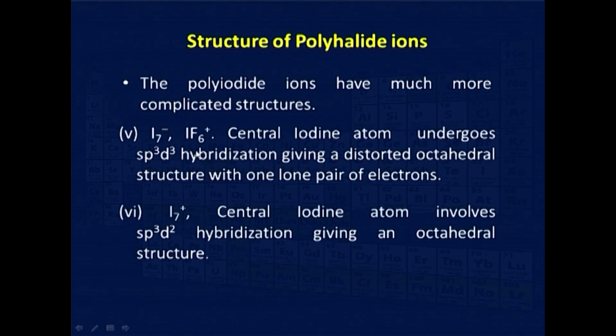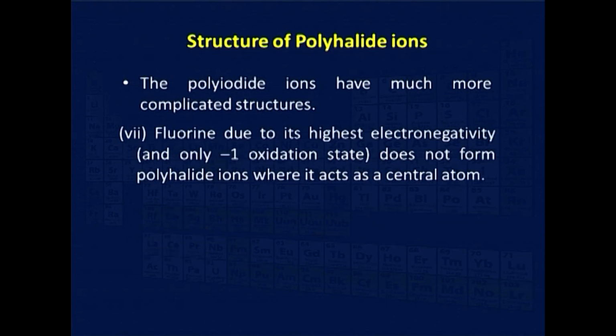I7 minus and IF6 minus, such types of polyiodide ions. Here the central iodine atom undergoes sp3d3 hybridization, giving a distorted octahedral structure with a lone pair of electrons. In this I7 plus polyhalide ion, the central iodine atom involves sp3d hybridization, giving an octahedral geometry. The polyhalide ions have much more complicated structures. Fluorine, due to its highest electronegativity and having only the -1 oxidation state, does not form polyhalide ions where it acts as a central atom.